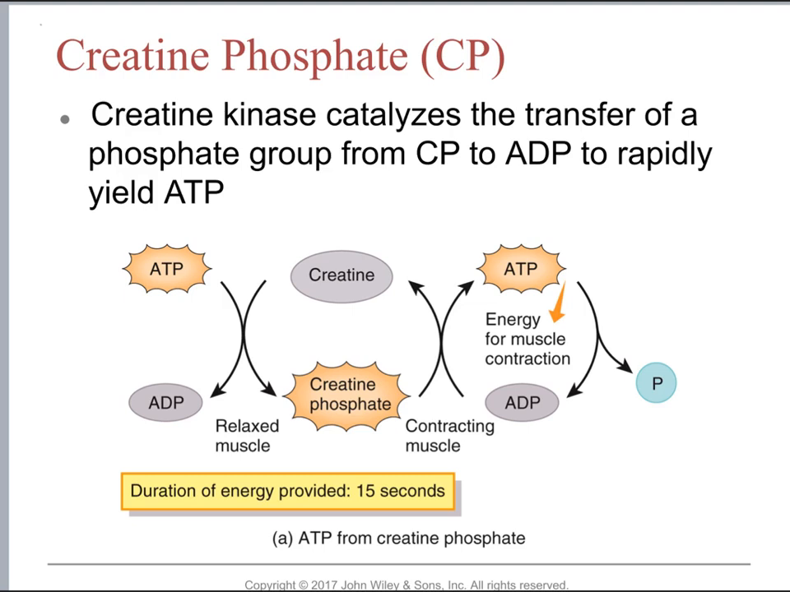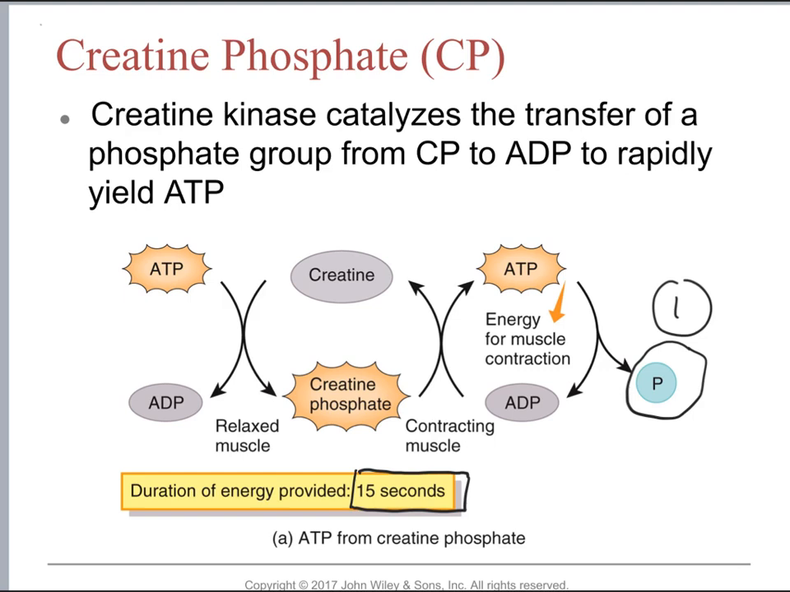Now, creatine kinase catalyzes the transfer of a phosphate group from creatine phosphate to ADP, which rapidly yields ATP. So again, we utilize an ATP, we hydrolyze it to get that phosphorus group, we get creatine to creatine phosphate, which gives us energy for the contracting muscle. Now, what does this give us? It gives us one phosphate. That one phosphate is going to provide a relatively short contraction duration, roughly 15 seconds.